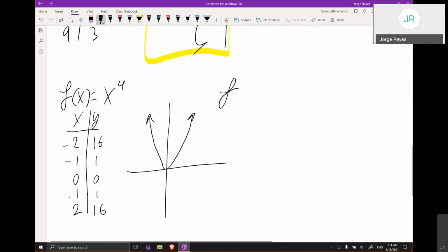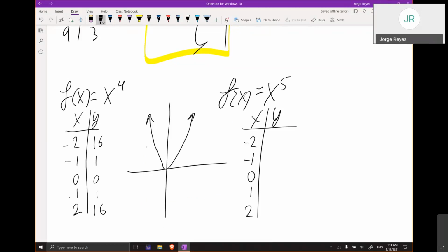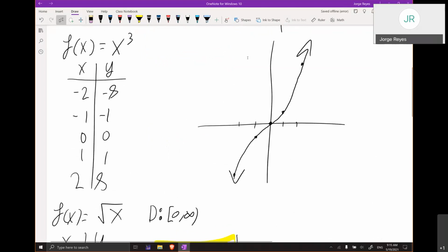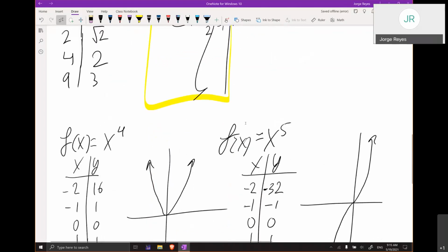And then I'm gonna try what happens when I do x to the 5th. So -2, -1, 0, 1, 2. What is that? That's -32, -1, 0, 1, 32. So if we plug that in, it's gonna look like this. And if you notice, this looks like x cubed, just a little skinnier.